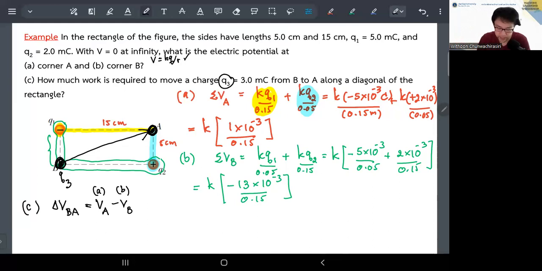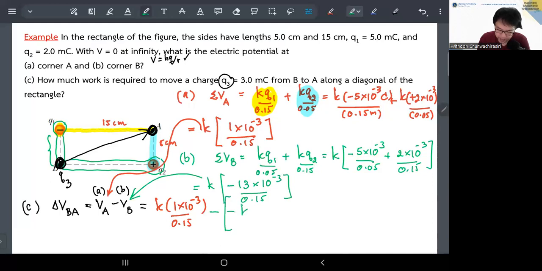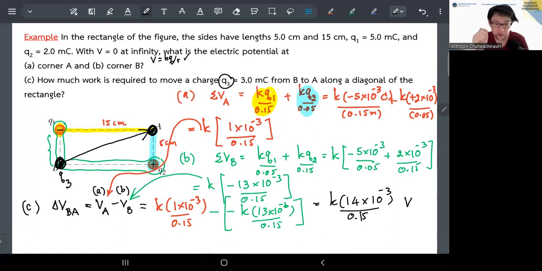Cool? If you plug in the numbers here, bam, and here, bam, at the end you still end up with a positive. Actually, I can do that number right now. What you have is K times 1 times 10 to the negative 3 over 0.15, and then you subtract the negative value, K times 13 times 10 to the negative 3 over 0.15. You're subtracting a negative value, so eventually they are adding. At the end you get 14 times 10 to the negative 3 over 0.15 volts. That is the potential difference between the two.